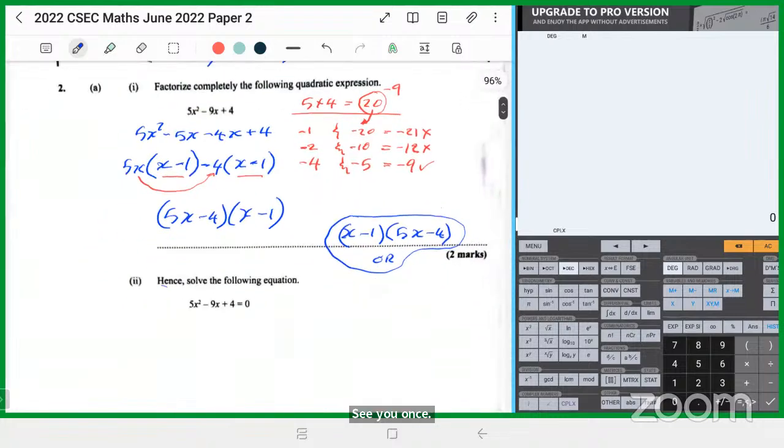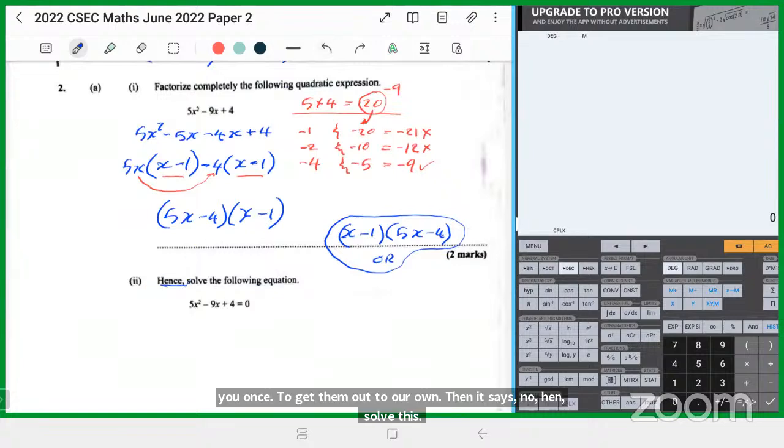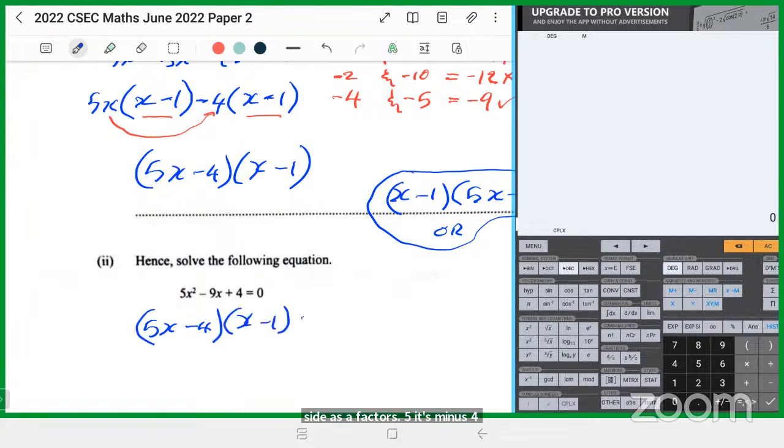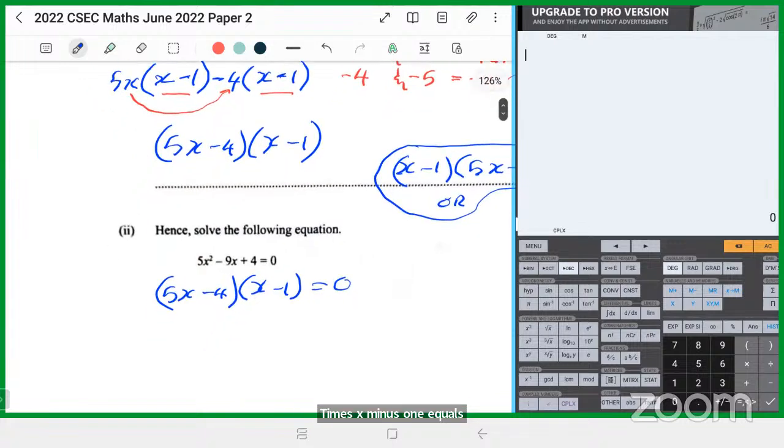Then it says now, hence solve this. Hence means that we have to use this result. What it is that this side is this. Factorize this to that. So we can write this side as the factors, 5x minus 4 times x minus 1 equals 0. Then notice that this is equal to 0.